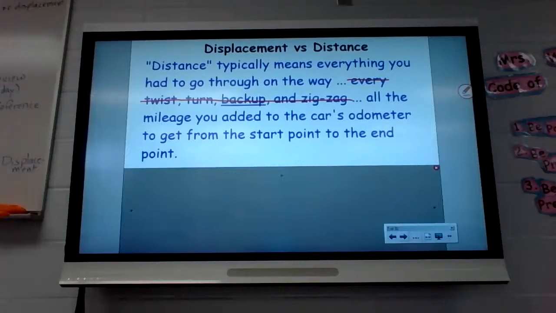All right, so distance means everything you had to go through on the way. All the mileage that you add up on the car's odometer to get from the start point to the end point. Now, we have to be able to calculate distance and displacement. Distance and displacement are not the same thing. They're calculated differently and they mean different things.